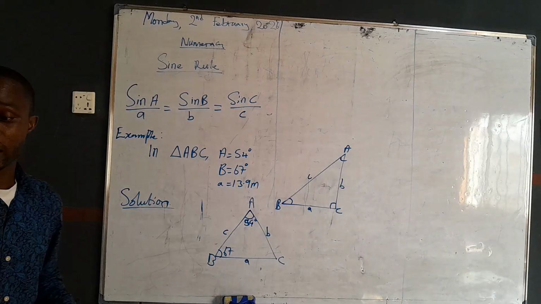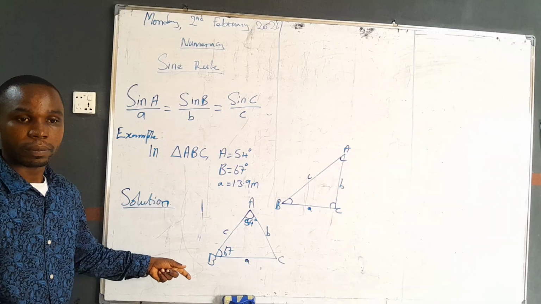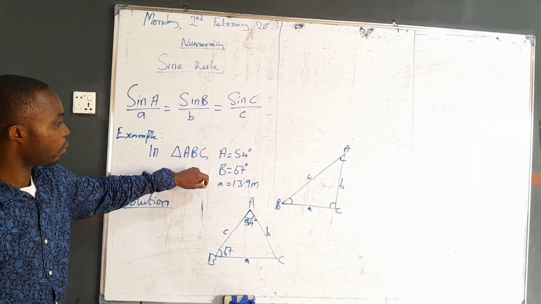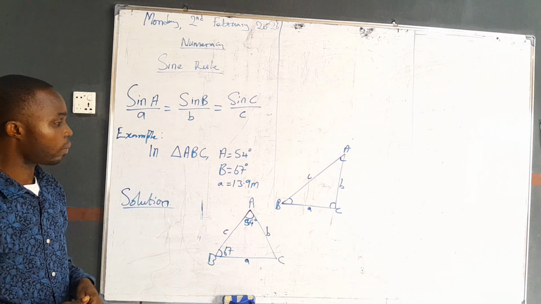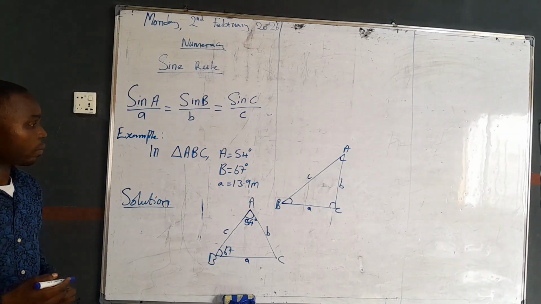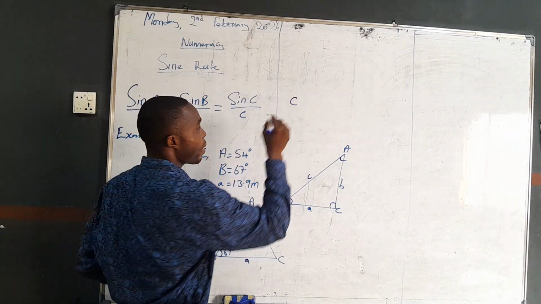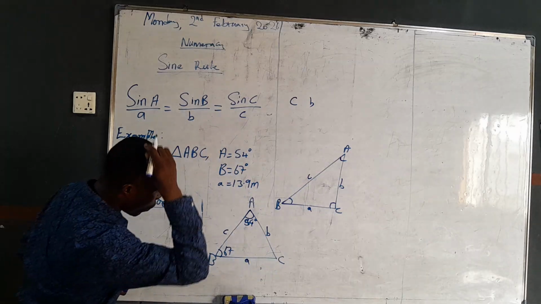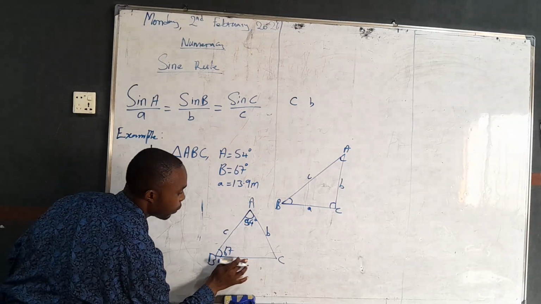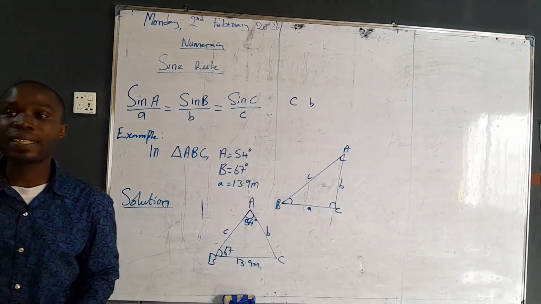So, tell me, what is the question statement? Read out the question for me, please. In triangle ABC, A is equal to 54 degrees, B is equal to 67 degrees, small a is equal to 13.9 meters. Find small b and small c. So we are to look for side c and side b, this side and this side. We are given this side to be 13.9 meters.